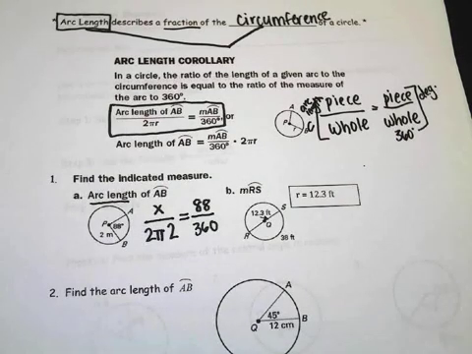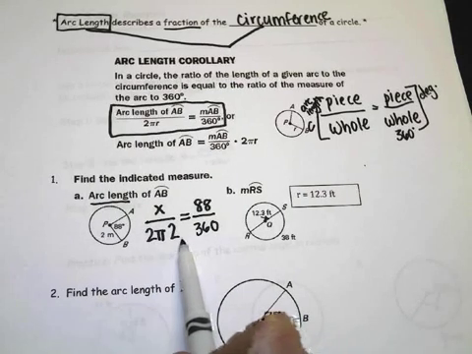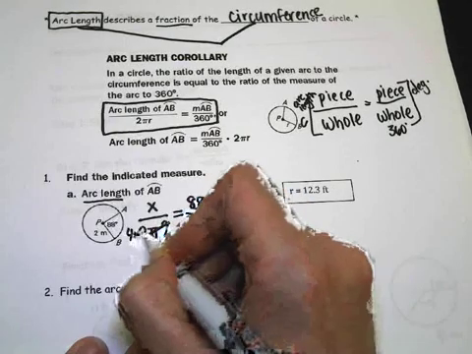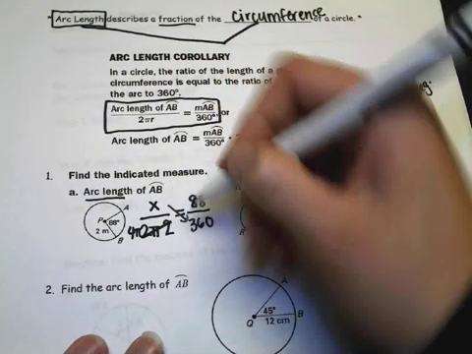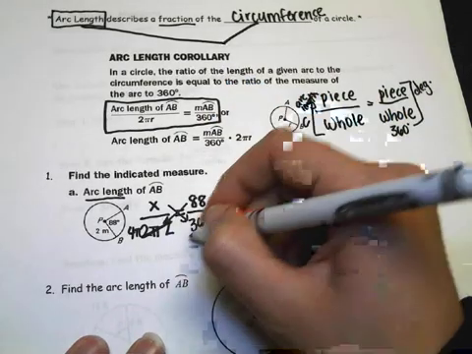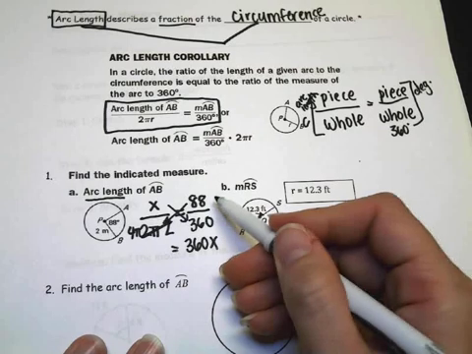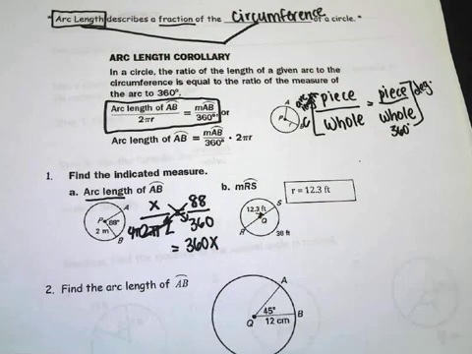We solve proportions by cross multiplying. The first thing I'm going to do is turn this 2 pi 2 into 4 pi. That'll be easier to deal with. Remember, we cross multiply. So you're going to get 360x. Then we want to multiply the 88 times the 40 pi. Now, or excuse me, 4 pi.